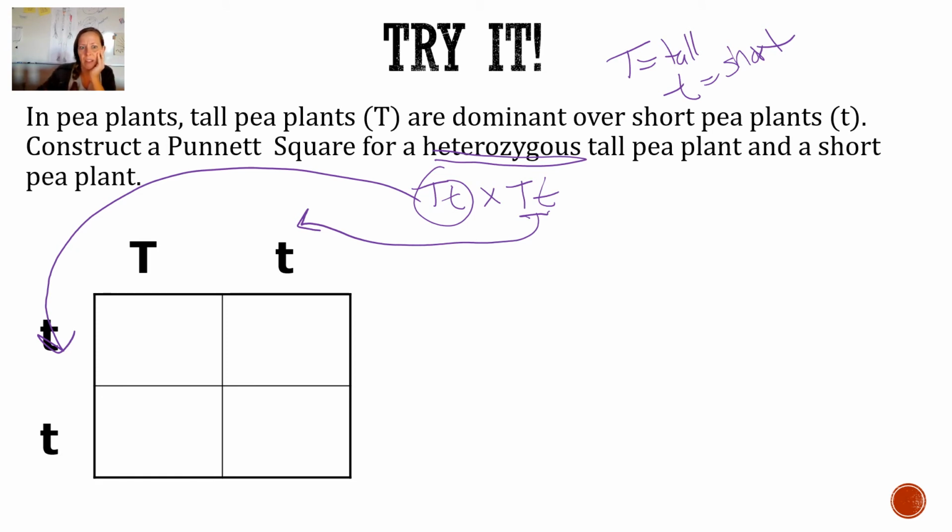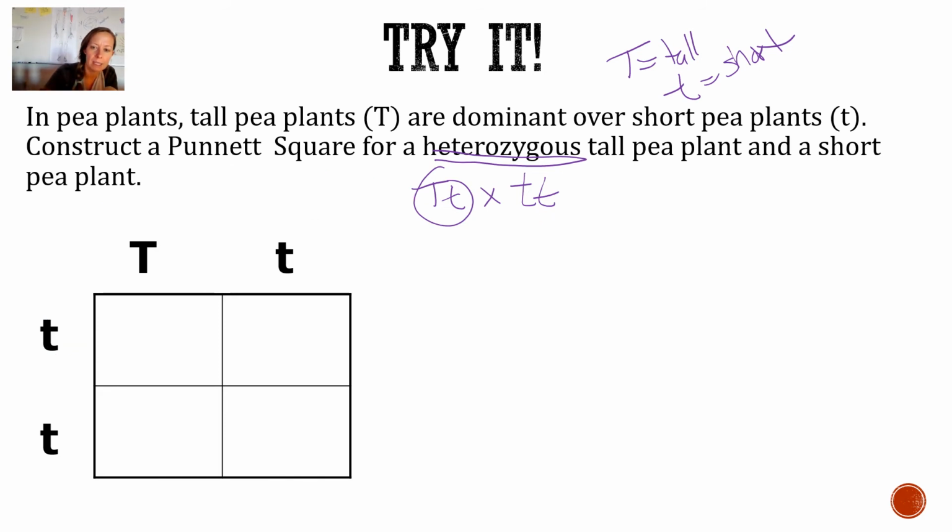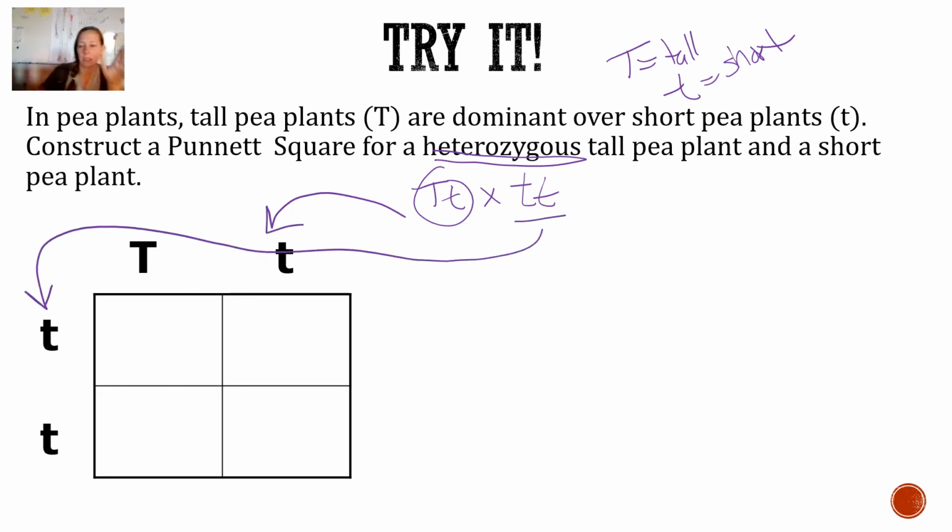Oh, I read that wrong. My bad. It says it's crossing a heterozygous tall with a short pea plant, let me fix that. Sorry. Now my arrows are going to the wrong places. Oh my goodness. Let me fix this. This one goes there, and this one goes there.